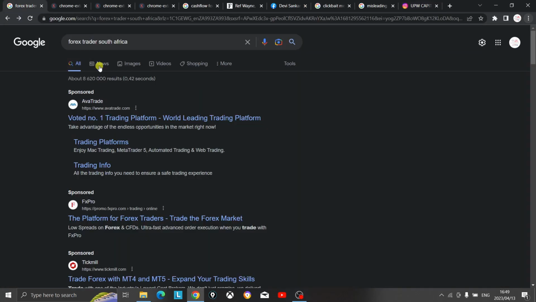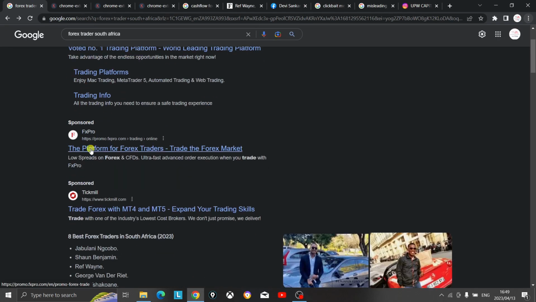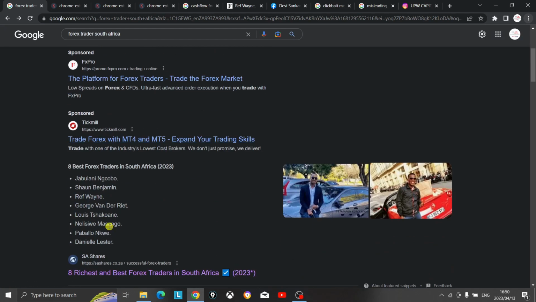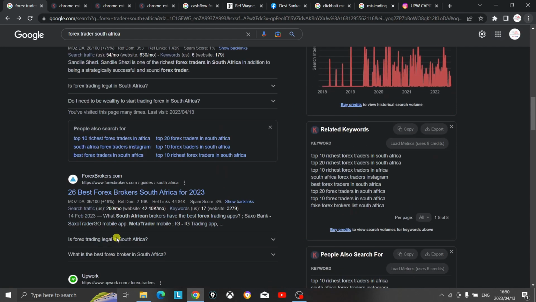Let us go. Here we have Forex Trader South Africa, which is used on Google. It yields 8.62 million results. We have 3 advertisements which are sponsored. We can assume that they are paying Google to get these advertisements to be first. Now, all these websites here on the first page, we can also say that they are search engine optimized to be on the first page.